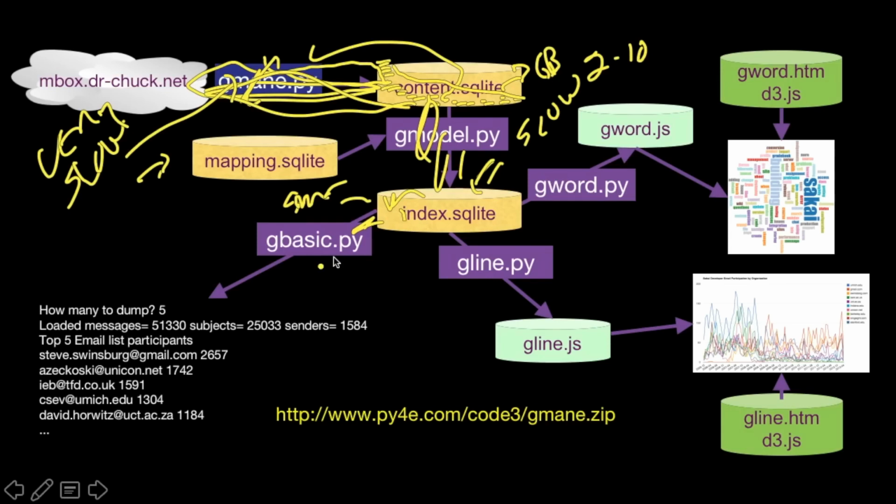And so GBasic just loops through and prints some stuff out. It's a great way to test things. It's a pretty easy to understand program, and you could take a look at it. GLine does some bucketing and makes some histograms to produce a line graph. And then GWord does a different histogram. It does a histogram of word frequency, and the word frequency ends up in gword.js. And then we have 2 HTML files that use the d3.js visualization to produce a line and a word chart.